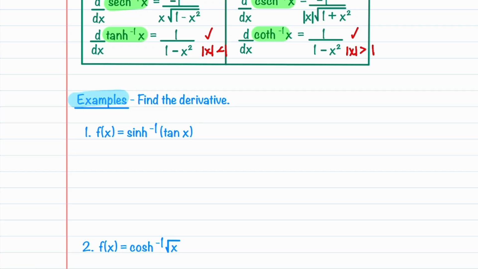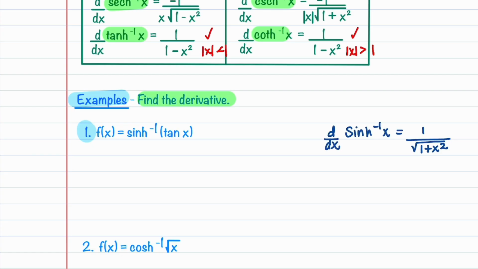Let's now walk through some examples where we're going to use these formulas to find the derivative of the given function. The first function that we're given is f of x is equal to inverse sinh of tangent x. Let's begin by writing down the formula for the derivative with respect to x of inverse sinh of x. That is equal to 1 all divided by the square root of 1 plus x squared.